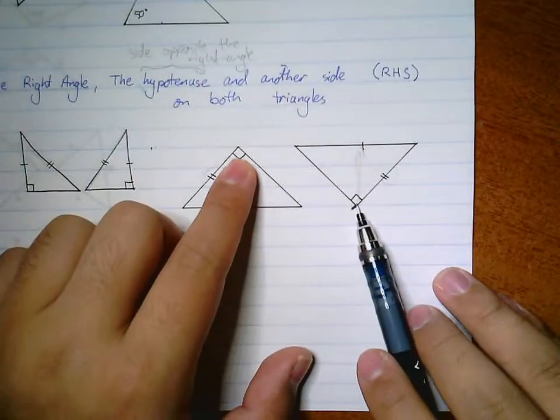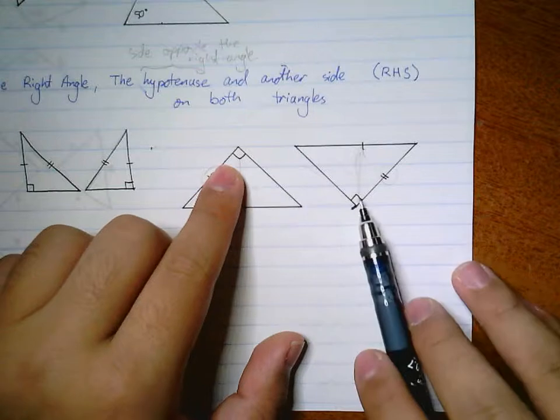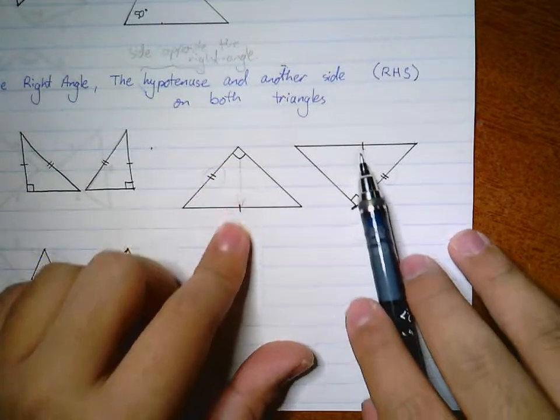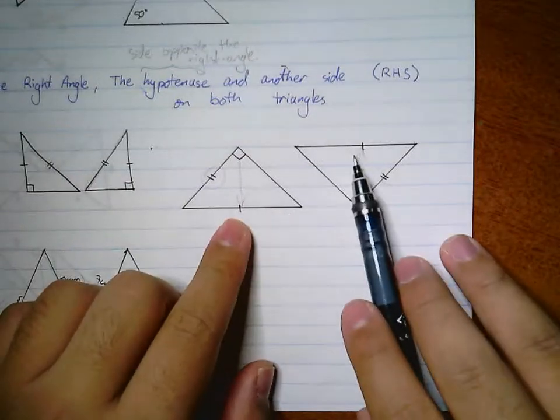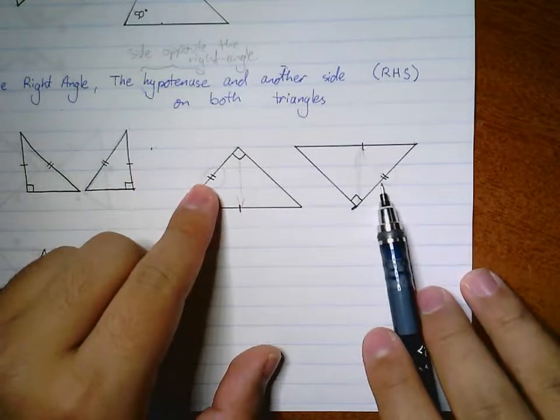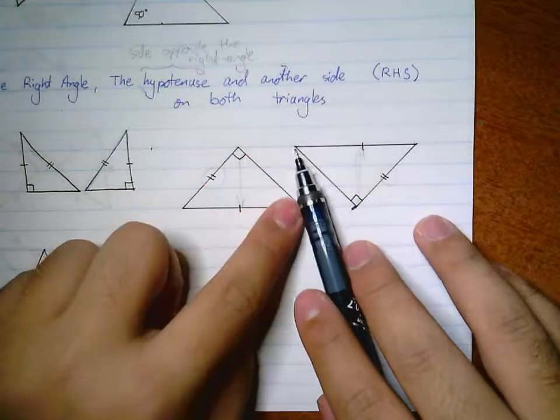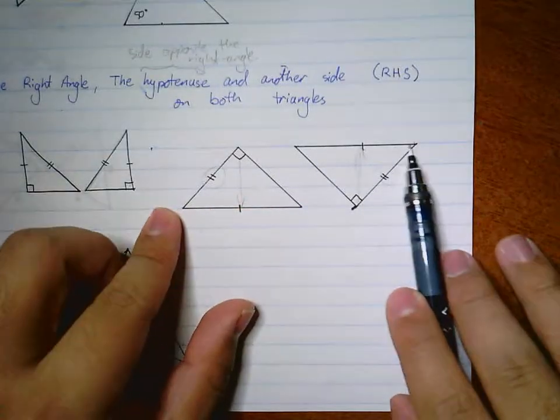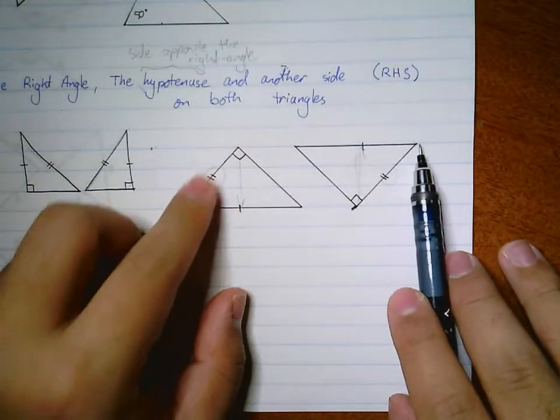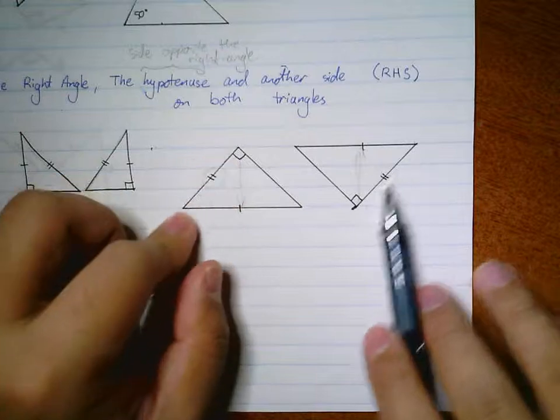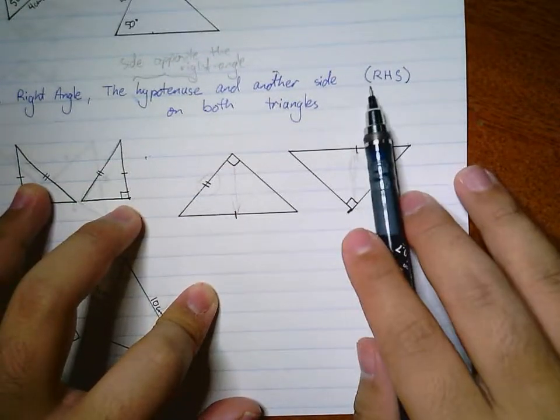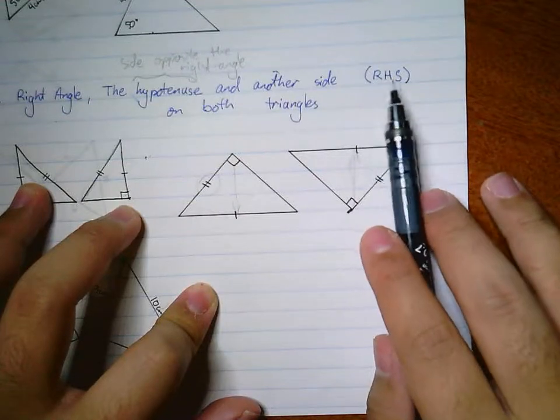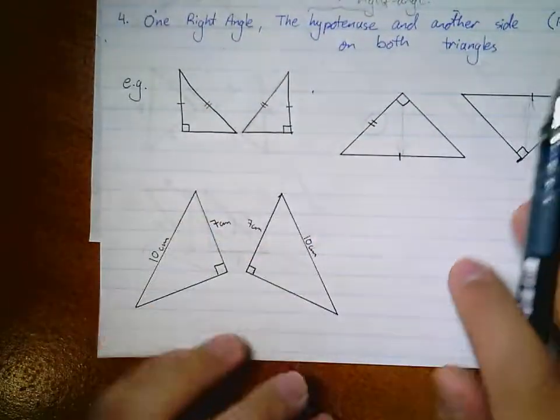We have two right angles, this right angle and that right angle. We have one side that's equal, and we have the, oh sorry, that's not the side, that's the hypotenuse that's equal, and we have another side that's equal. So these two triangles are congruent because of RHS, right angle, hypotenuse, side.